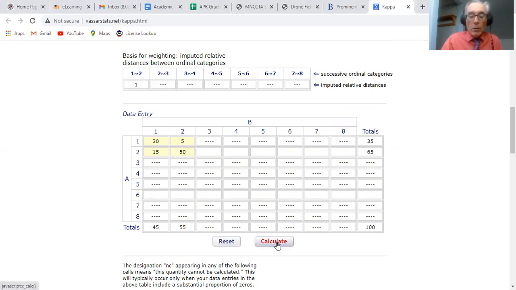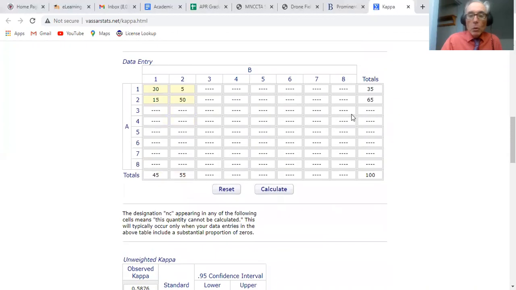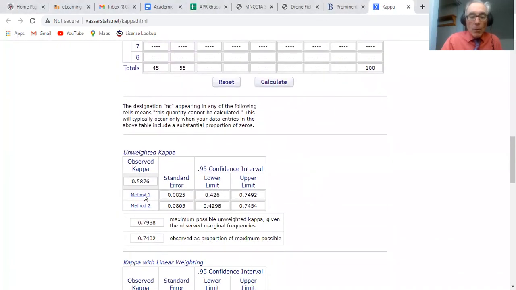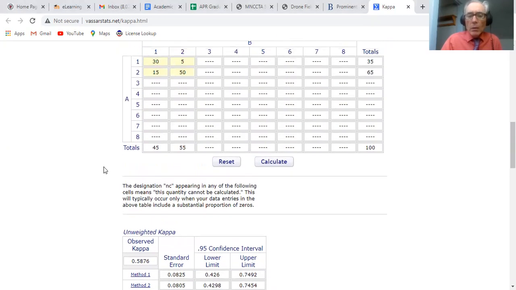And you just hit calculate. All the row and column totals appear, and kappa appears, and it's 0.5876. Again, this is very similar to, though not identical to, what we worked out by hand just before.